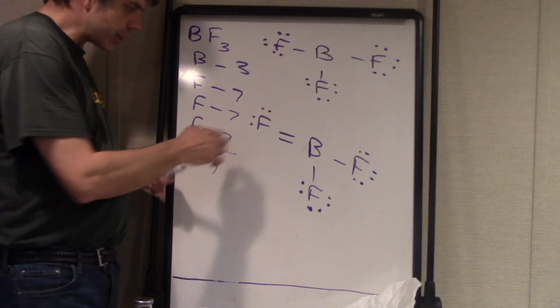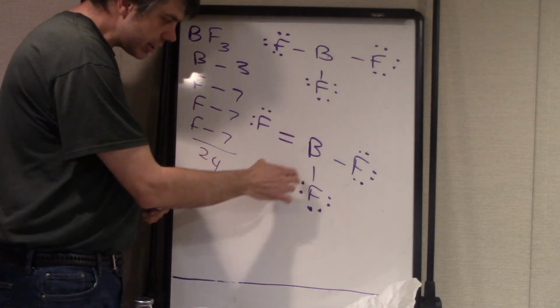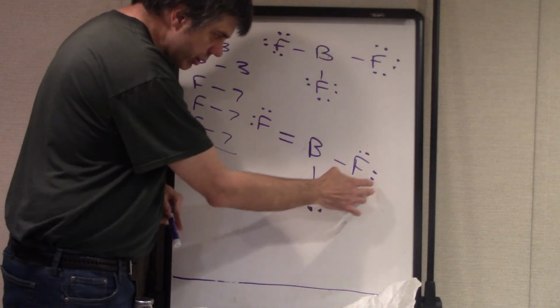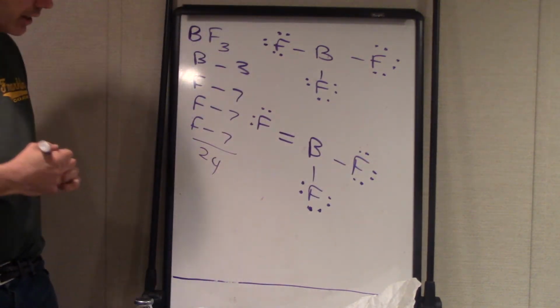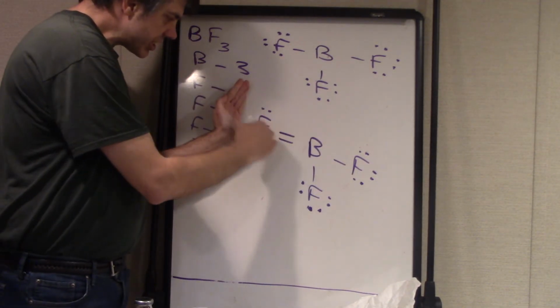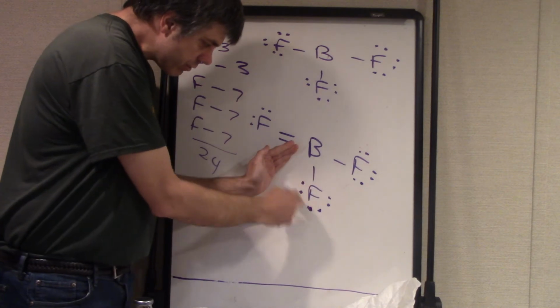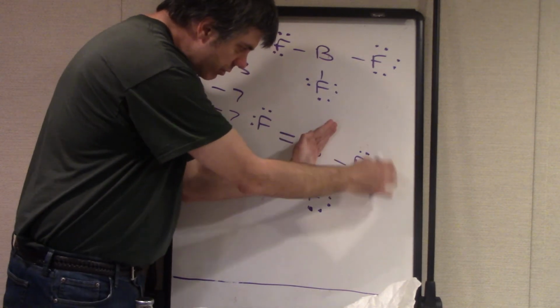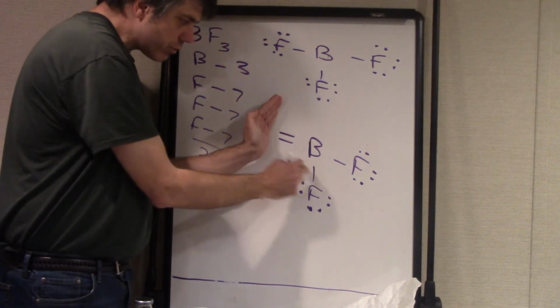Well, 24 electrons. 2, 4, 6, 8, 10, 12, 14, 16, 18, 20, 22, 24. That's good. Octet, 2, 4, 6, 8. That's good. Boron 2, 4, 6, 8.